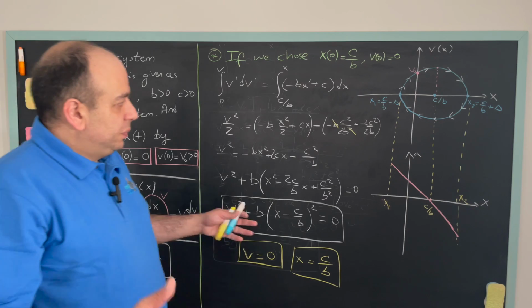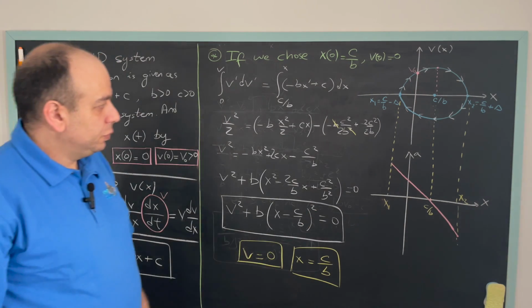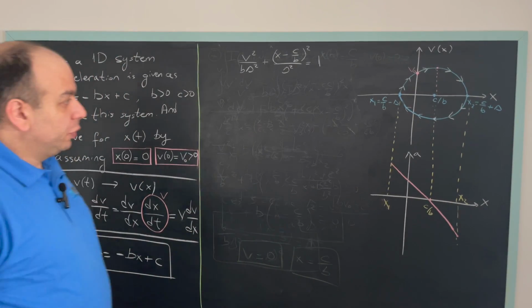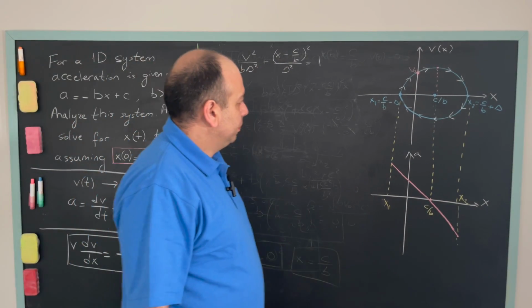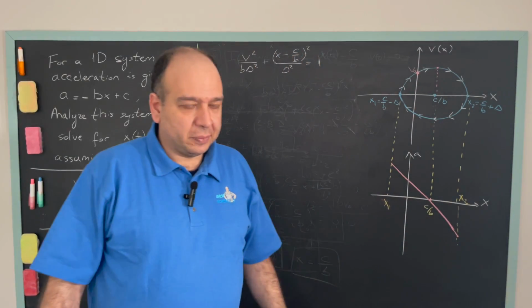So this was a little bit of a detour from the original problem. Now we will continue to solve it. Now we are ready to solve for x of t. Earlier we found this equation, and this is how we plotted the phase diagram. Okay?